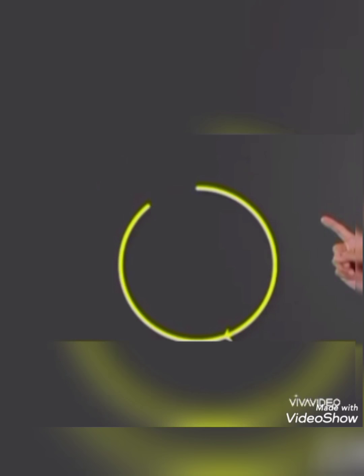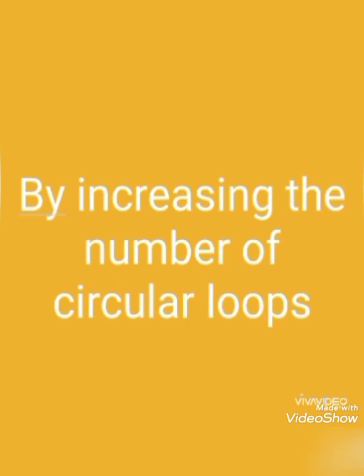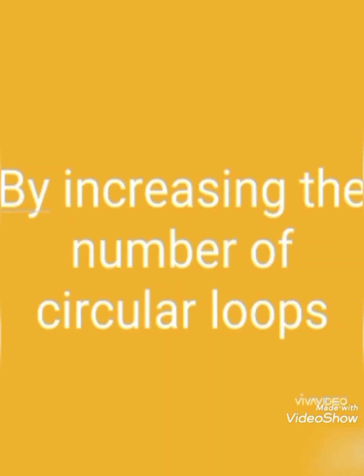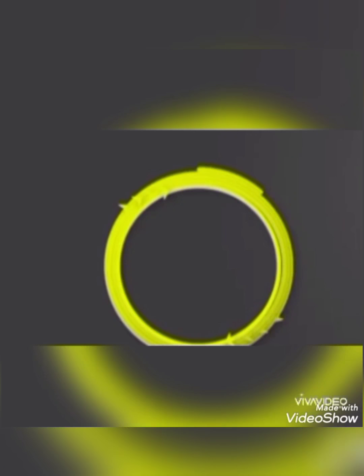Now, instead of one circular loop, there are 5 circular loops. Then what will happen to the magnetic field? Does it increase or decrease? Yes, the magnetic field becomes stronger. That is, when the number of circular loops increases, the strength of magnetic field also increases. More magnetic field is produced when we increase the number of circular loops. Then, what are the factors that strengthen the magnetic field? That is, by increasing the current, by increasing the number of circular loops, and by decreasing the distance also.